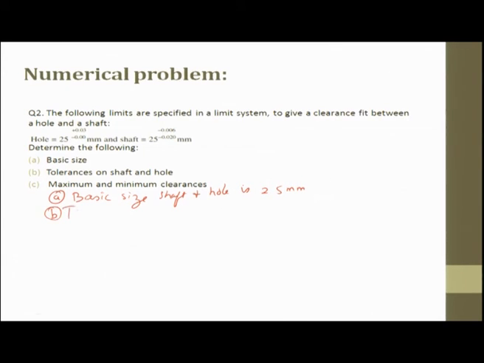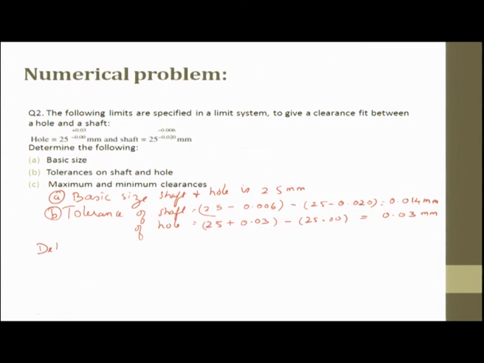Next is the tolerance of the shaft. It is 25 minus 0.006 minus 25 minus 0.02, which is nothing but 0.014 millimeter. The tolerance of the hole is 25 plus 0.03 minus 25.00, so that is nothing but 0.03 millimeter.